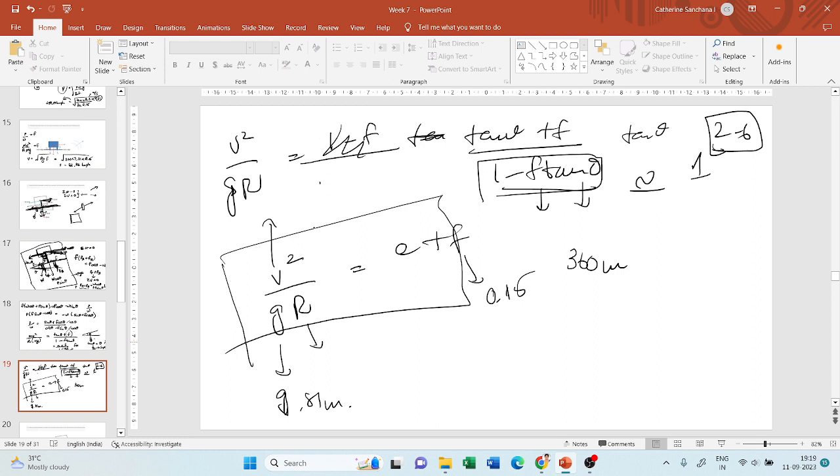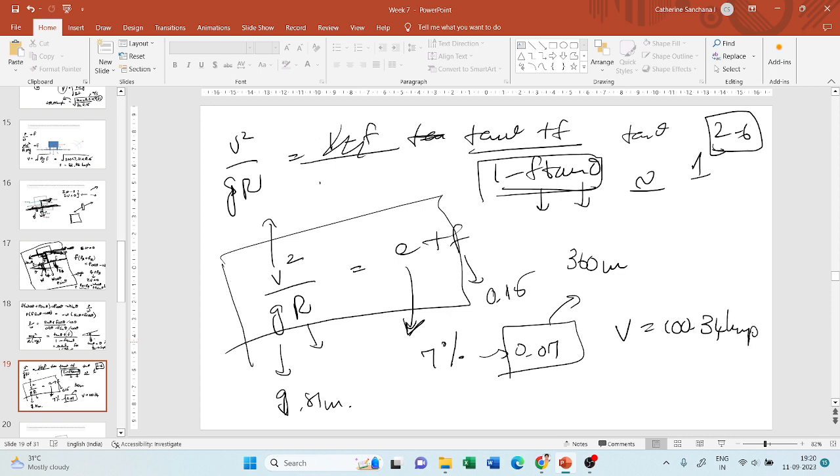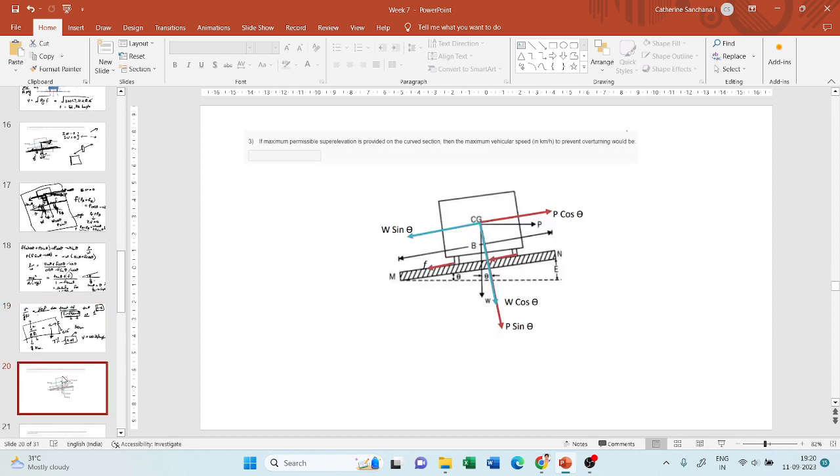Now they've told you that for a maximum super elevation given, what should be the maximum speed? So the maximum value of super elevation as per IRC is 7%, which is 0.07. So this also has to be assumed by you. You should know this value. When you substitute this in this equation, you will get V as 100.34 kilometers per hour. Okay, you will get it in meters per second, you have to convert it into kilometers per hour. So that's all. Now moving on to the next question.